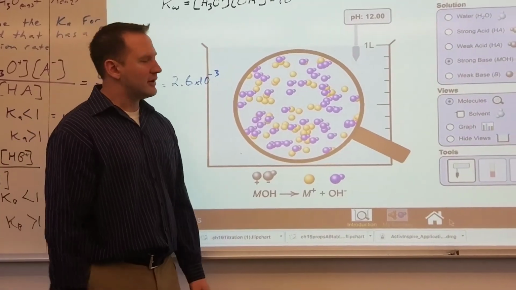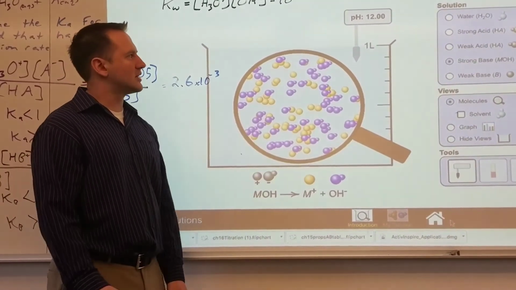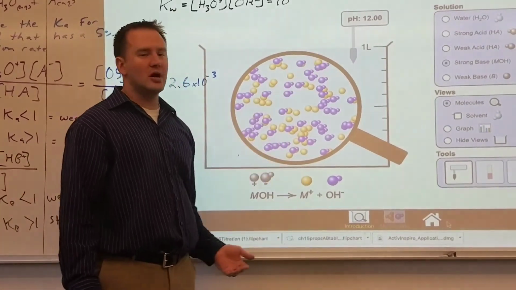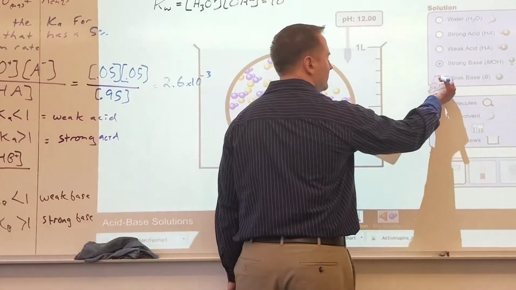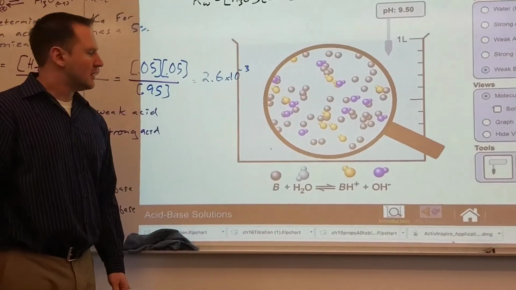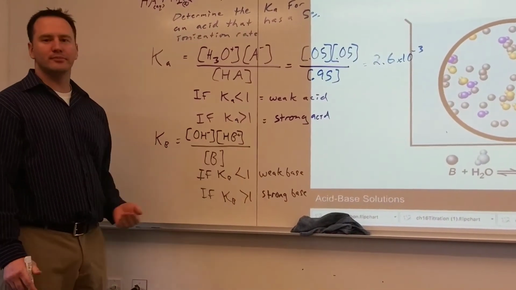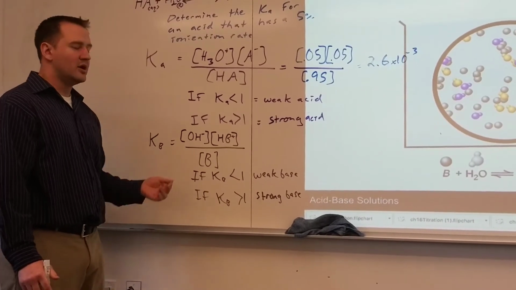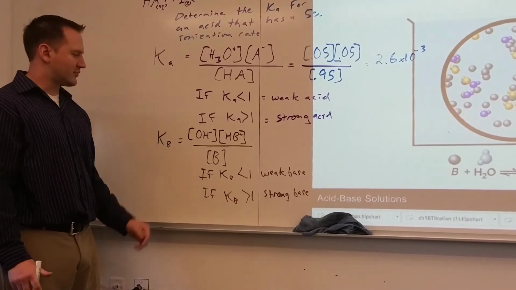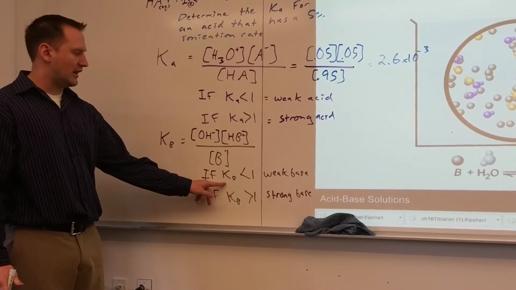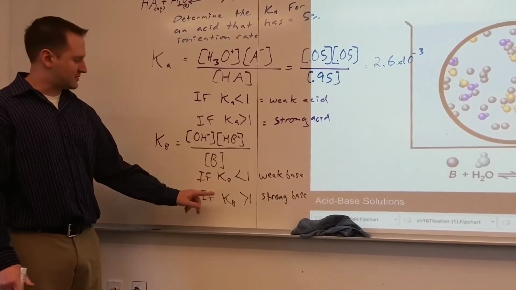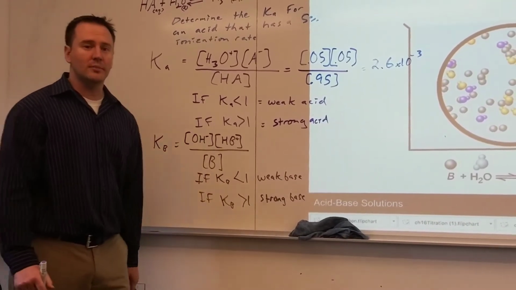So you end up with a high concentration of hydroxide. And that's why the pH of a strong base is going to be higher than the pH of a weak base. So for a base, we say the Kb expression would be the hydroxide ion times the conjugate acid over the unreacted base form. And the same deal, if you have a low value for Kb, it's going to be a weak base. If you have a high value, it's going to be a strong base.